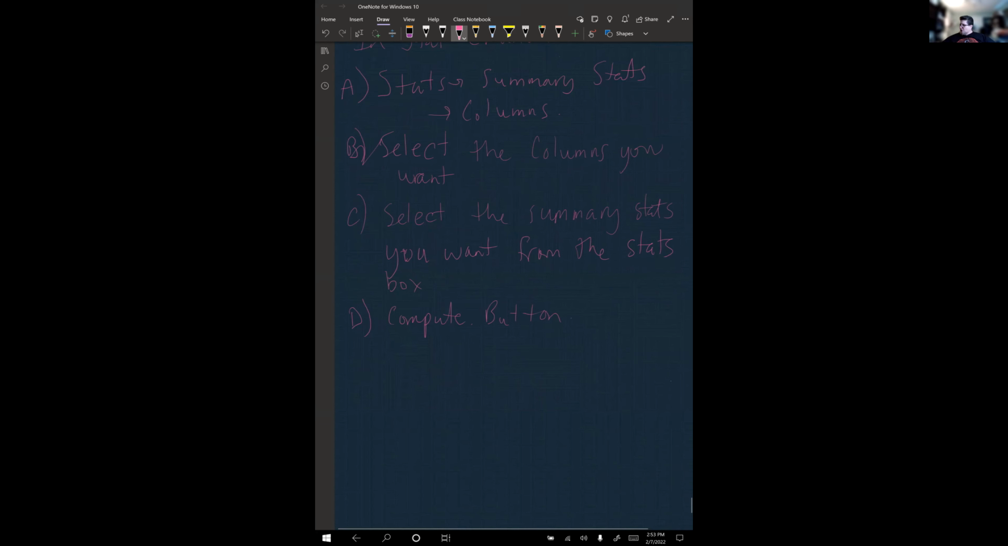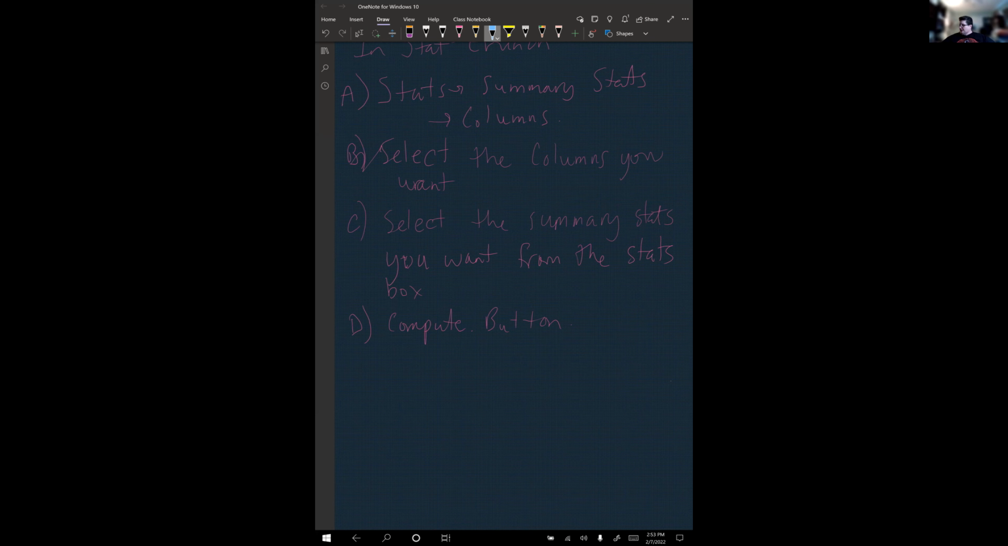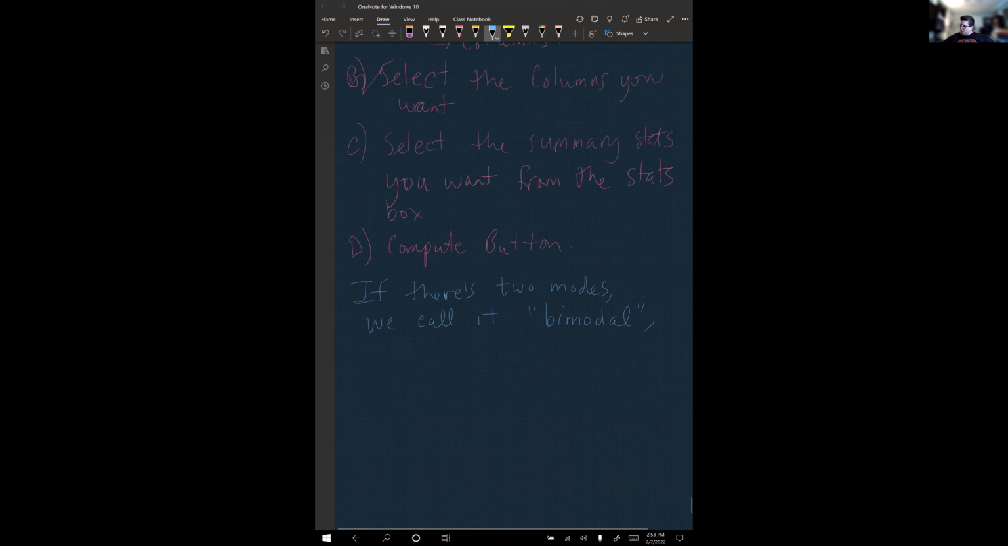And as we saw when we did the mode in the age thing, if there's two modes, it should have said it here, but it didn't. If there's two modes, we call it bimodal. And more than two is multimodal.